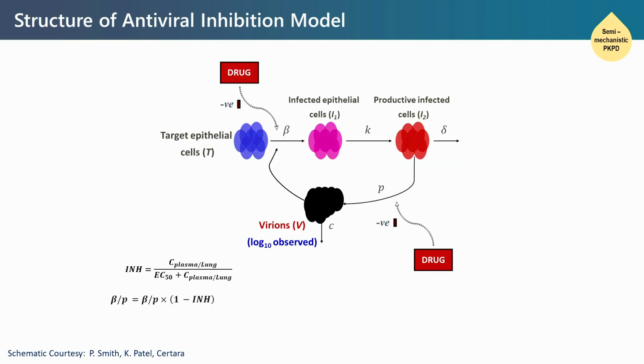The structure of the antiviral inhibition model is therefore just an extension of the previous schema that I reflected on, except that now you have a drug component coming into play at the beta level, but also you have the drug component at the conversion of productive infected cells to the virions. And that's also connected with the distribution of the concentration in plasma and lung.